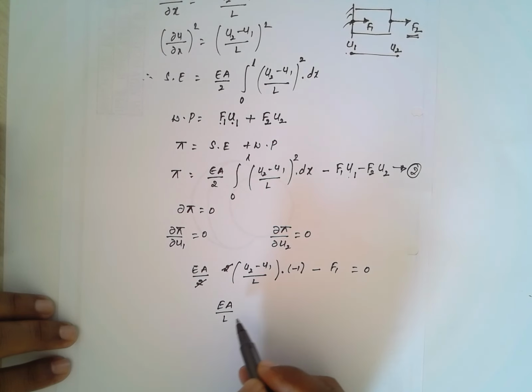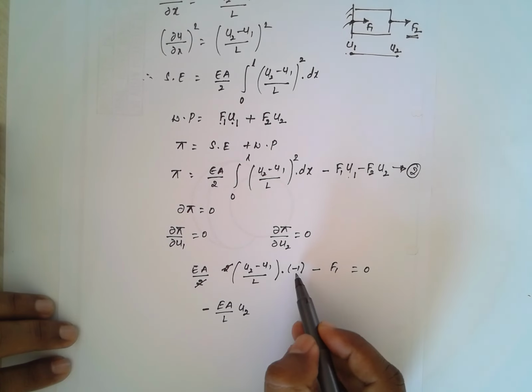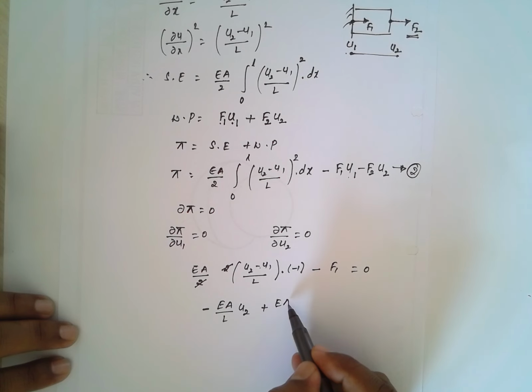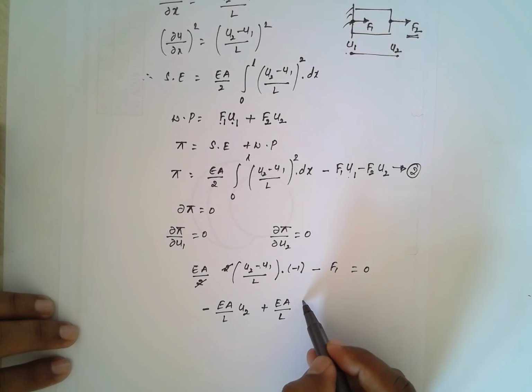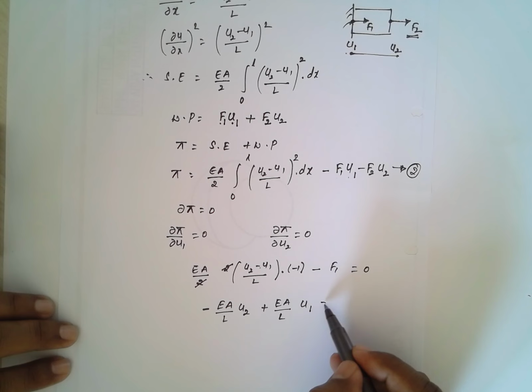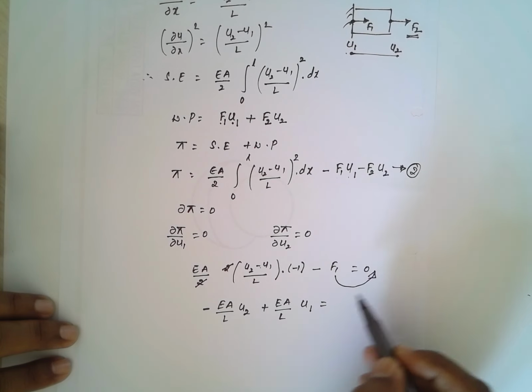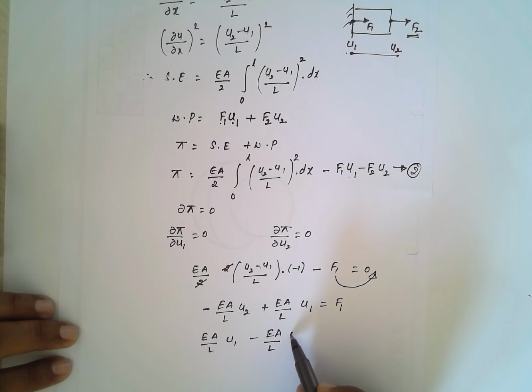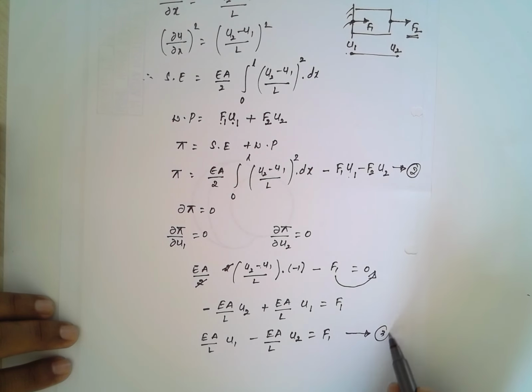If we want to separate this, it will be EA by L into u2. Since we have a minus sign here, it will become minus. Again minus into minus will become plus EA by L into u1, which equals, I will transfer this F1 to the right hand side, so it will become F1. So EA by L into u1 minus EA by L into u2 is equal to F1. You can call this equation 3.